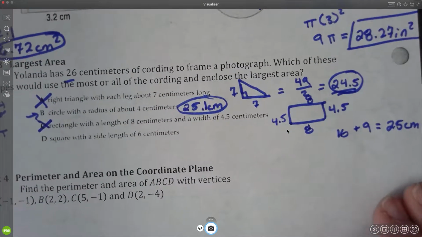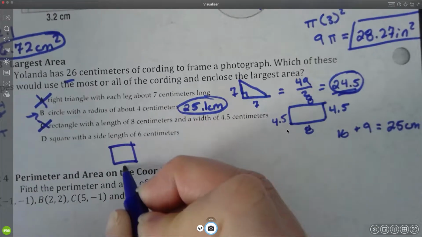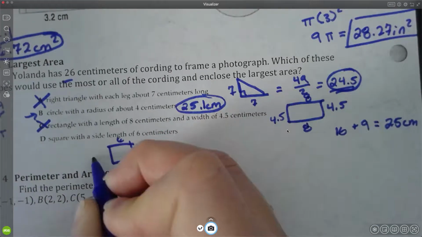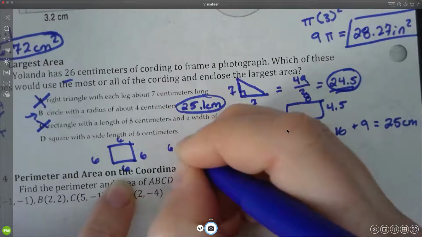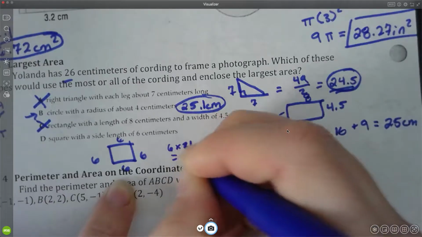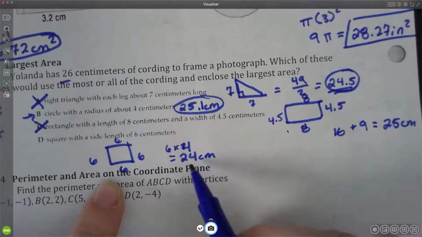We're still closest when we have B. And then a square with sides that are each 6, okay? So a square with sides that are each 6. Really, to find the perimeter of that, we can take 6 times 4, which is 24, okay? 24 centimeters, right? So that's still not closer than B.